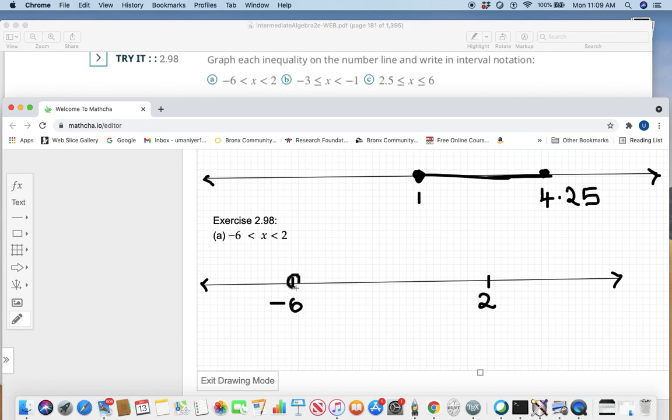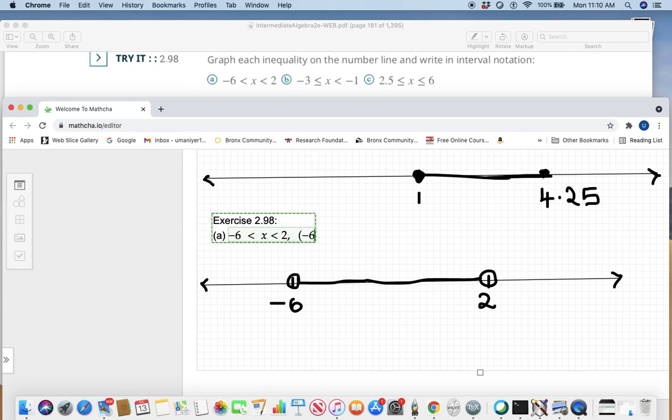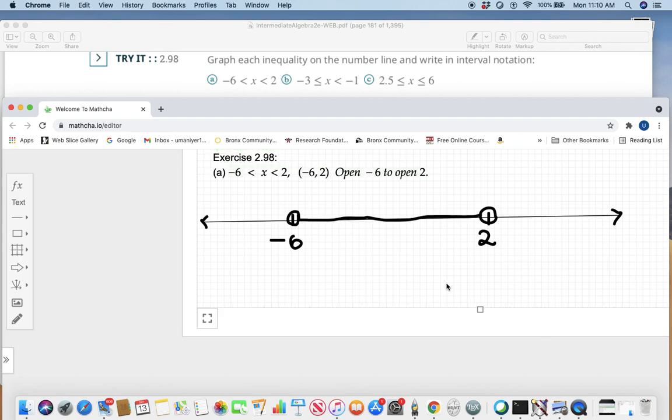-6 is excluded. It's not equal, so it's an open point. Likewise, 2 is an open point. And x is between -6 and 2. So this is the graph of your interval. Okay. And in the interval, open point is parenthesis -6. Open point is parenthesis 2. So you read it as open -6 to open 2. All right. Which brings us to B.